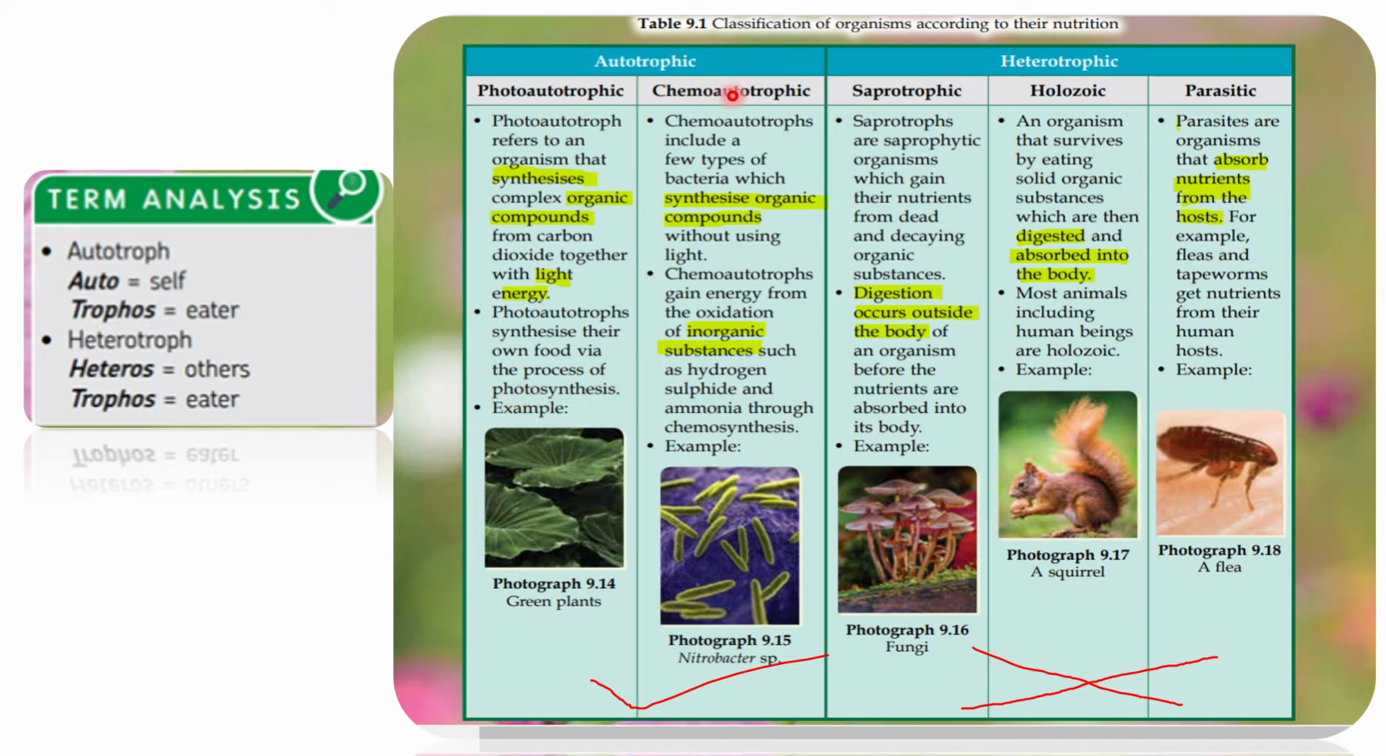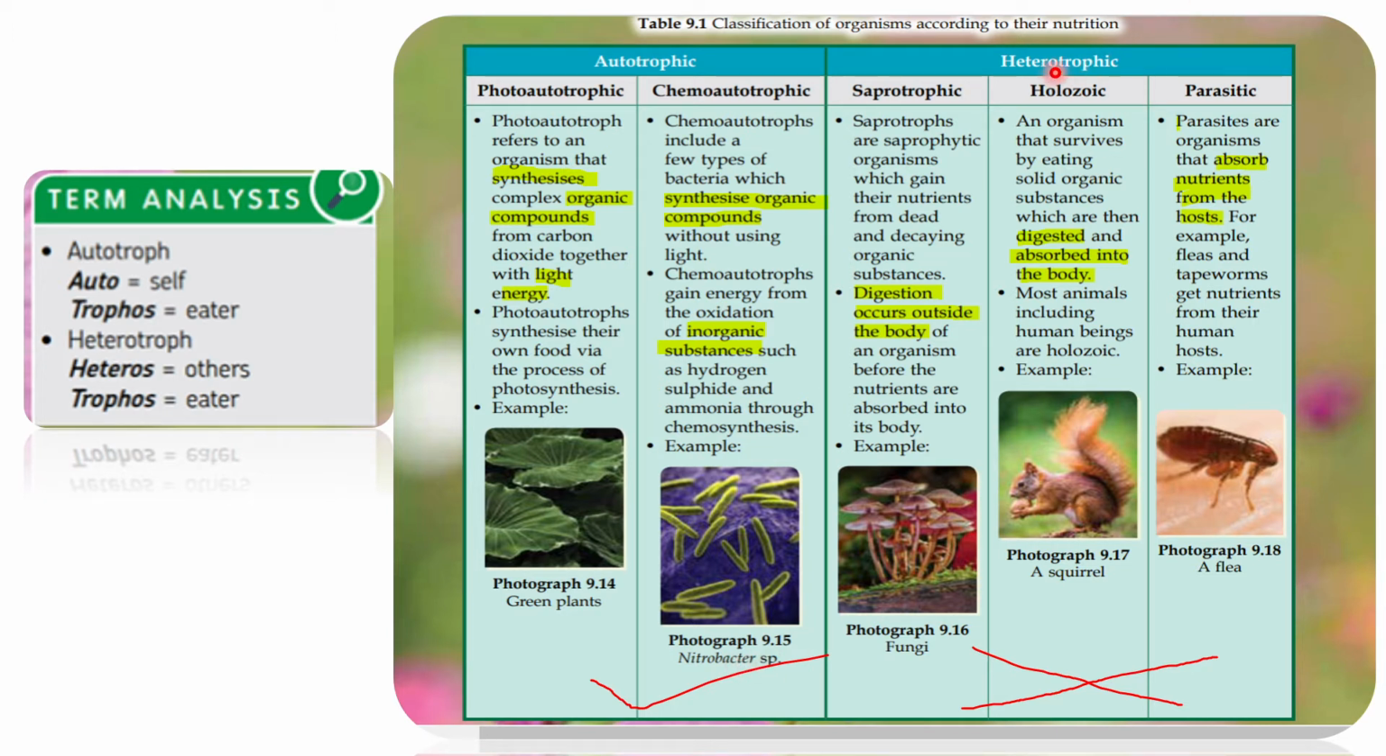Okay, as for chemoautotrophic, they are also synthesizing their own food, but they are not making use of the light. Instead, by the term chemo, it's making use of chemicals, for example, inorganic substances like hydrogen sulfide, ammonia, to synthesize organic compounds. And hence we name the process chemosynthesis. So examples are the Nitrobacter species. Okay, do you still remember Nitrobacter species, which we mentioned when we talked about the nitrogen cycle?